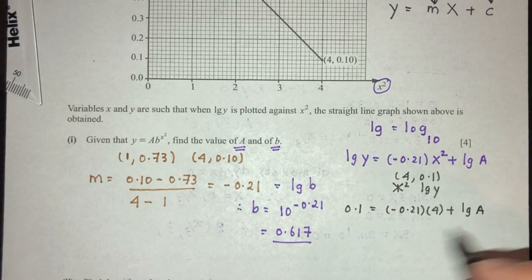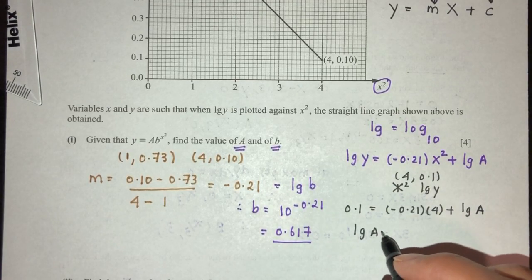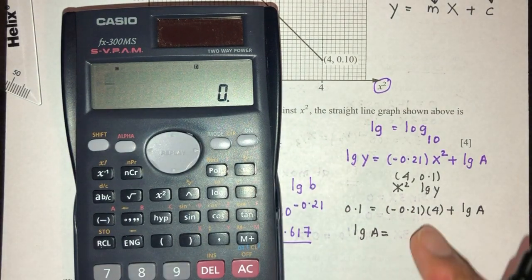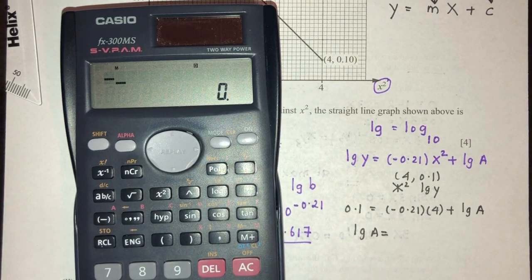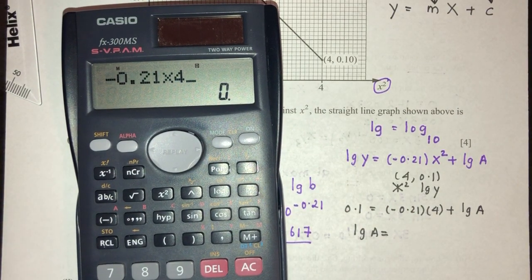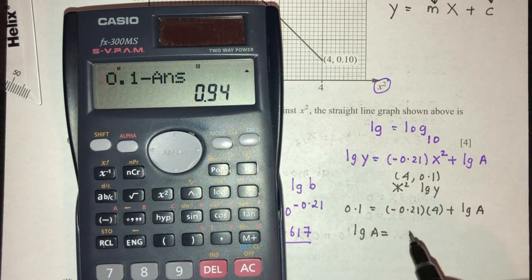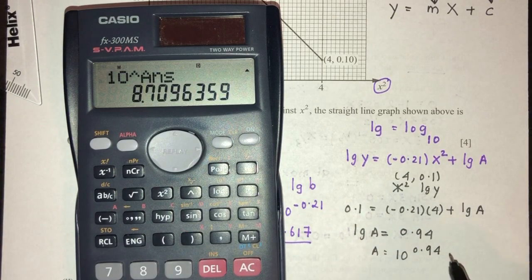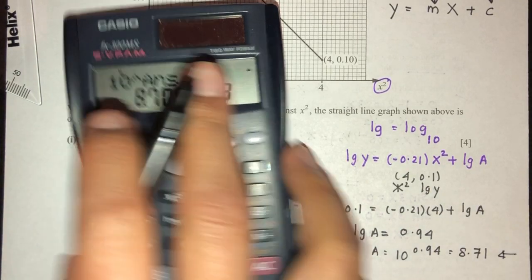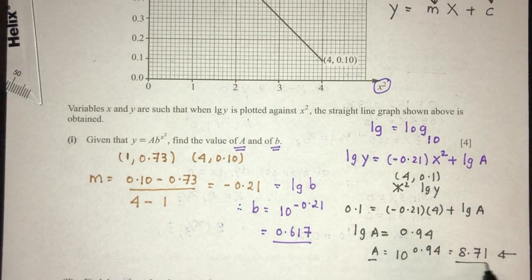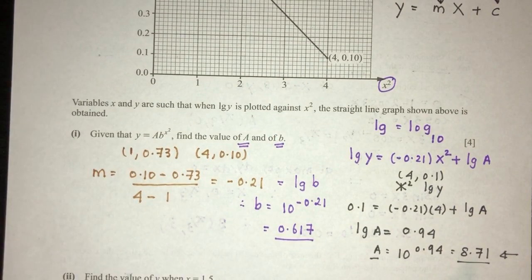So we make log of a the subject of formula. Minus 0.21 times 4 is this value. So 0.1 plus this value gives 0.94. So a will be 10 power 0.94. That should be 8.71 for your value of a. Those are the two values you need for part 1.